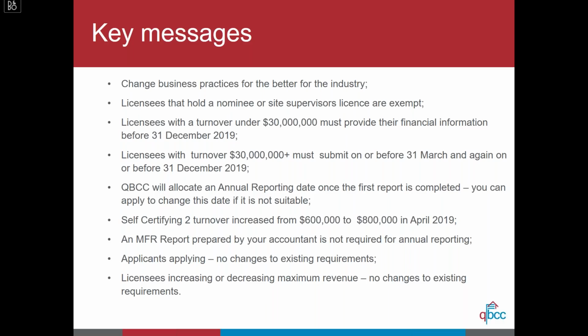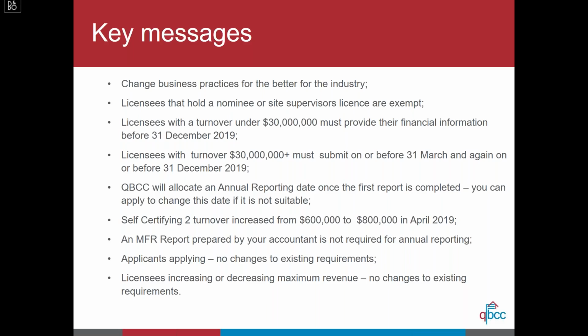So just bear in mind those key dates for 2019: we've got the 31st of March and the 31st of December. They are not going to be the same dates moving forward. 2019 is a catch-up year. We need to see where everybody is at. From 2020 onwards, you will be allocated your own annual reporting date. So you and your mate may have 2 different reporting dates, and that is fine.